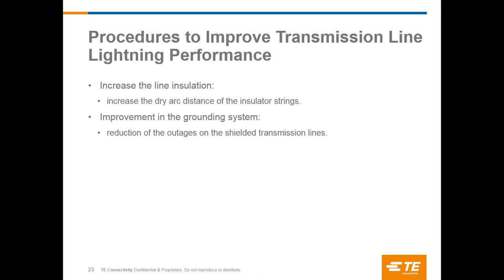The second procedure is improving the grounding system. Evaluate different arrangements and grounding configurations for better performance under transient conditions. Basically, you work at the reduction of the outages on the shielded transmission lines through the improvement of the grounding performance. As you saw in the previous slides, by improving the grounding system behavior, we increase the negative reflected wave coming from the grounds to the tower, reducing the voltage on the top of the tower, and as a result, reducing the transient voltage established across the insulator strings.